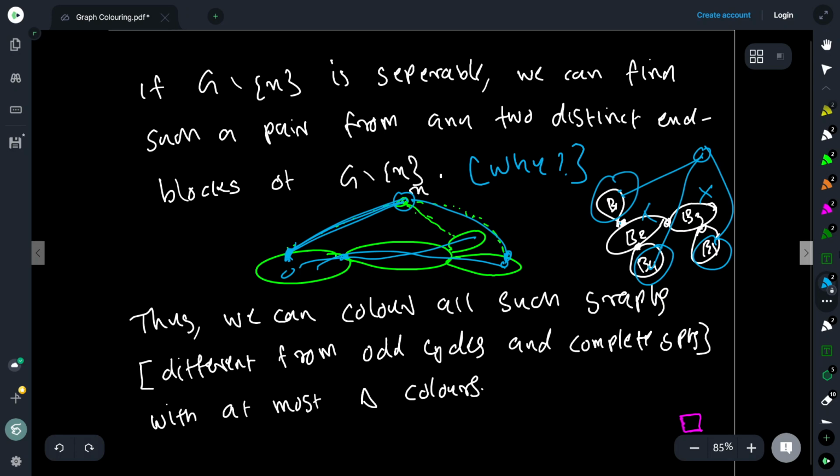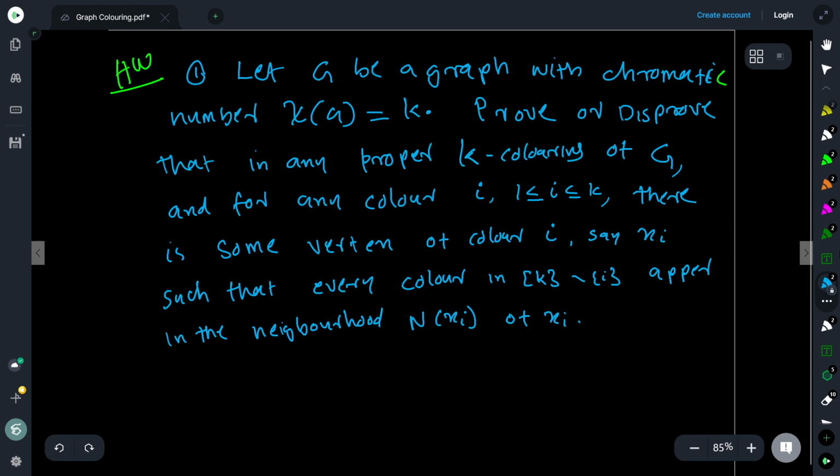Before that, let me give you a couple of homework questions. The first question is: given a graph G whose chromatic number is k, I ask you to prove or disprove that in any proper coloring. This is a very important question. You should think about it. Prove or disprove that in any proper k-coloring, so the chromatic number is k and we are looking at proper k-colorings of the graph, not using k plus 1 or k plus 2.